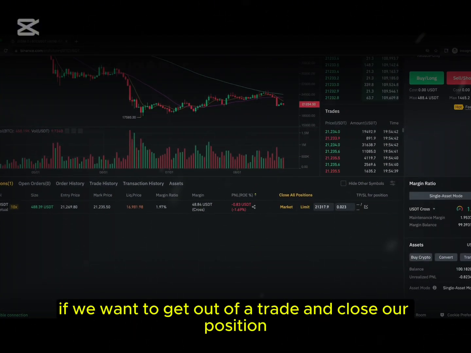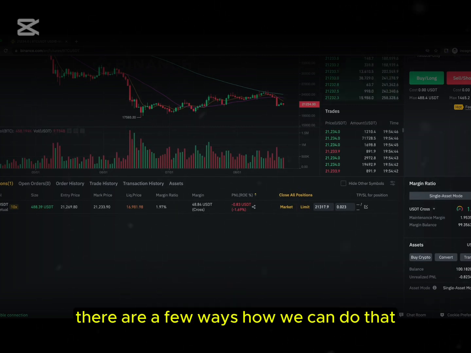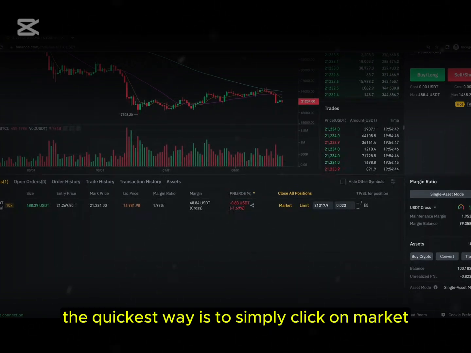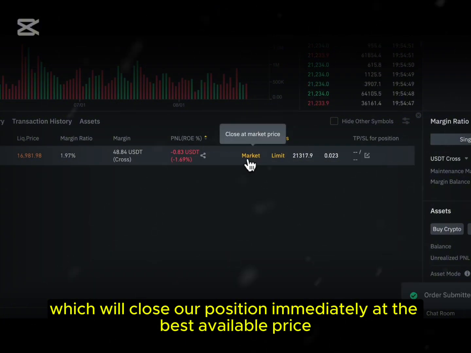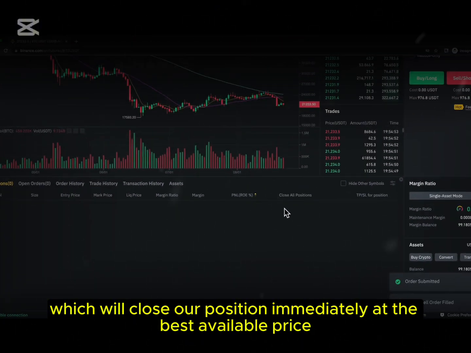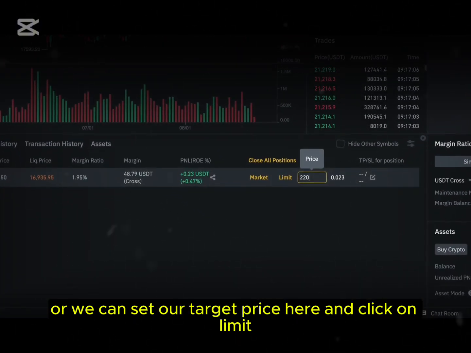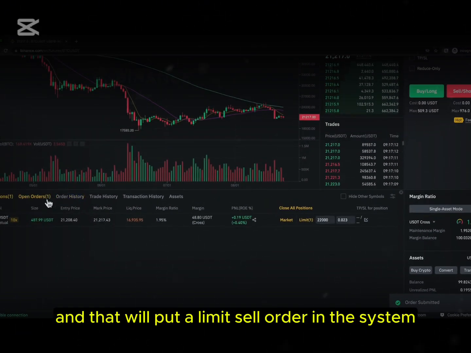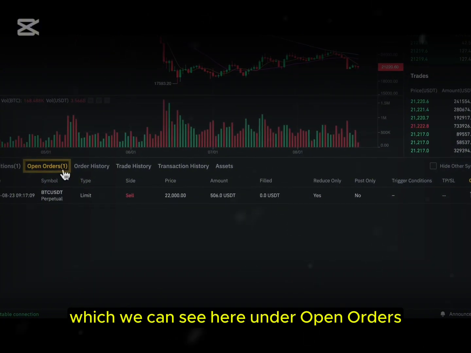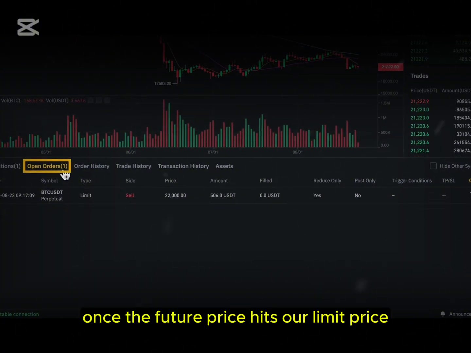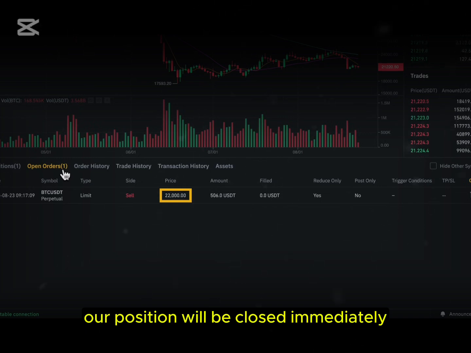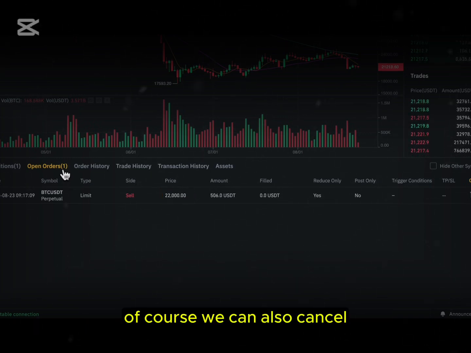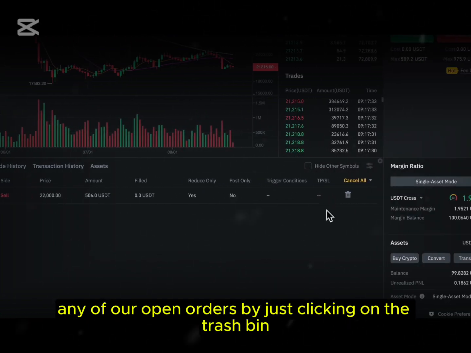If we want to get out of a trade and close our position, there are a few ways how we can do that. The quickest way is to simply click on Market, which will close our position immediately at the best available price. Or we can set our target price here and click on Limit, and that will put a limit sell order in the system, which we can see here under Open Orders. Once the future price hits our limit price, our position will be closed immediately. Of course, we can also cancel any of our open orders by just clicking on the trash bin.